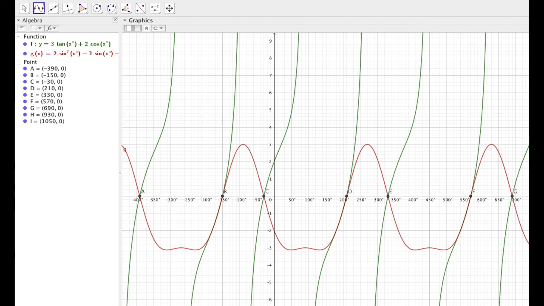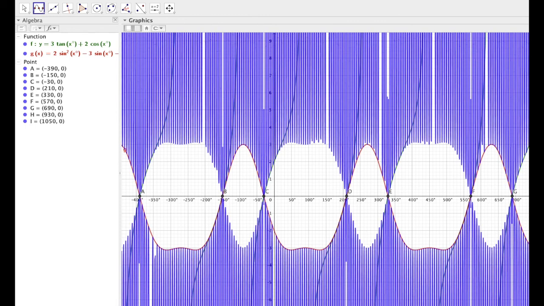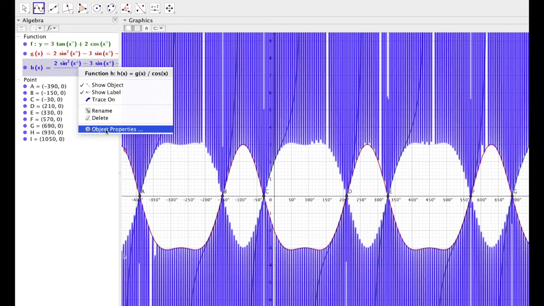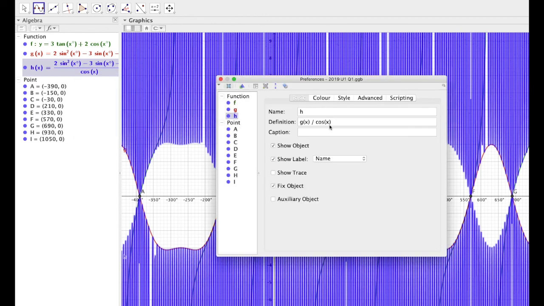So I'm going to say that h of x is equal to g of x, which is our red one, divided by cos of x. And that hasn't worked. Now, why hasn't it worked? Well, if you look carefully, you'll see that for all the previous ones, I've put a little degree sign there. And that comes by clicking on the alpha, which is at the end of the input bar. And if you don't put that, then it interprets it as radians.